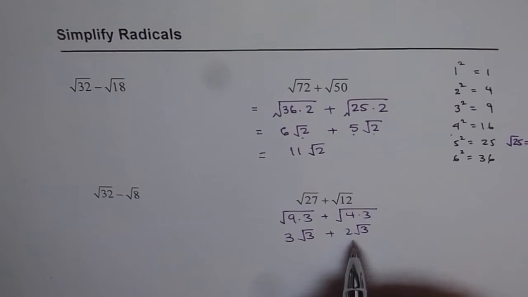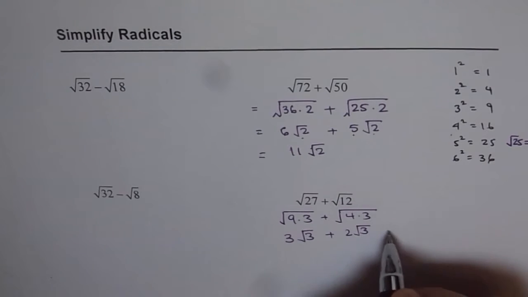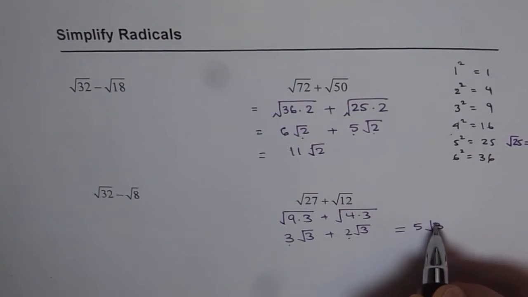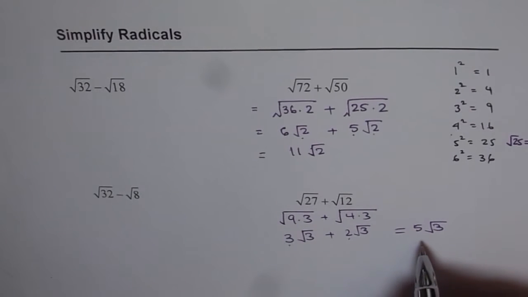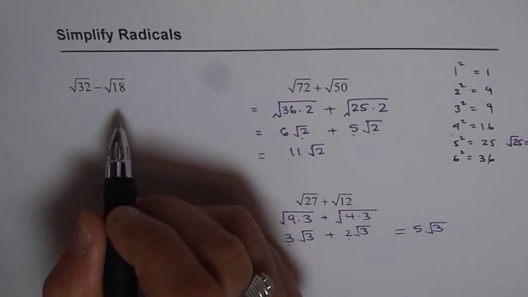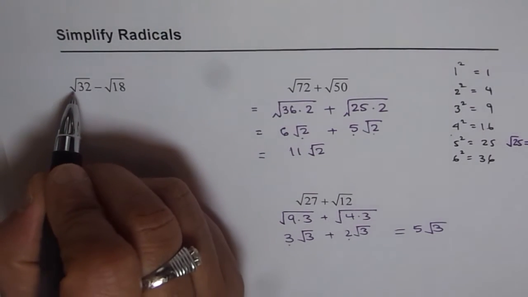And now we will combine them as we did here. We can write this as 3 plus 2, 5 square root 3. I hope by now you have understood the method. So you can pause the video, do these two questions yourself, and then see my solutions. Now let me work on these. Now it'll be a bit faster.